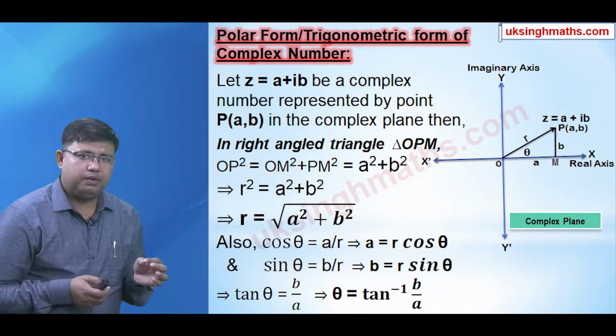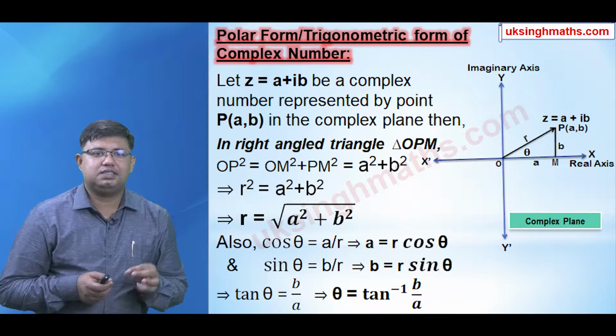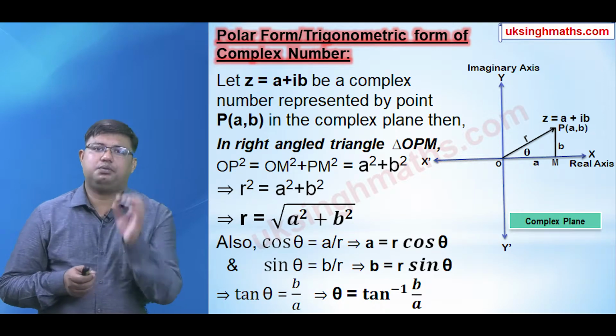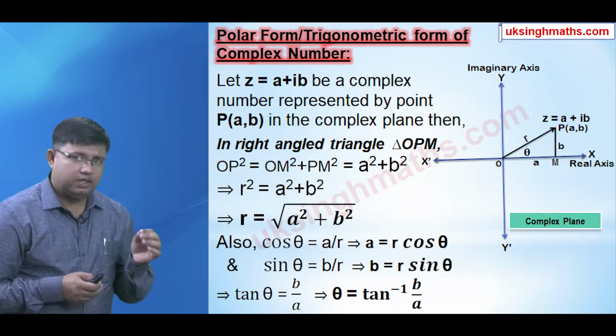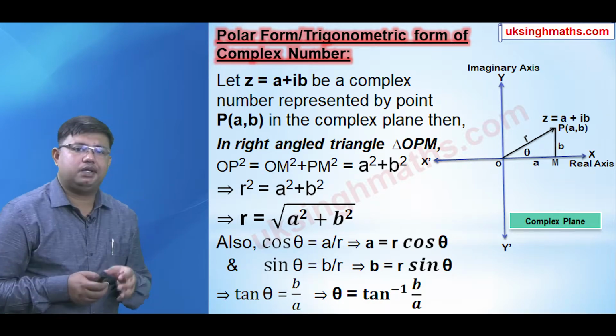Now let us see what is the polar form of a complex number. This polar form of a complex number is known by various names. It is also known as trigonometric form of a complex number. It is also known as the modulus argument form of a complex number.